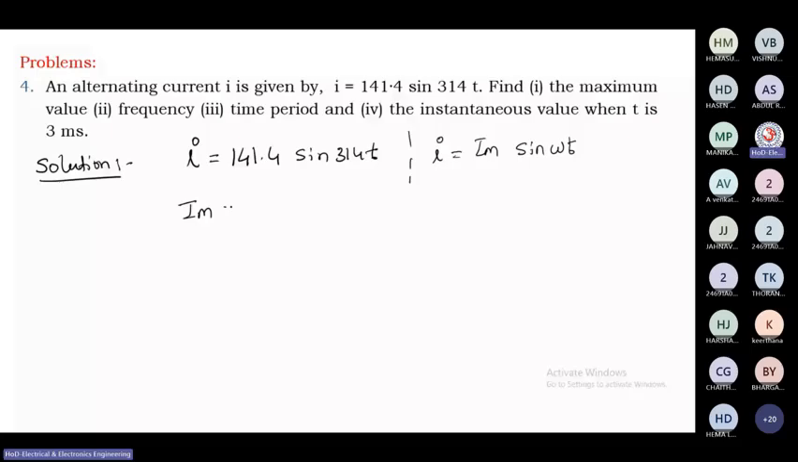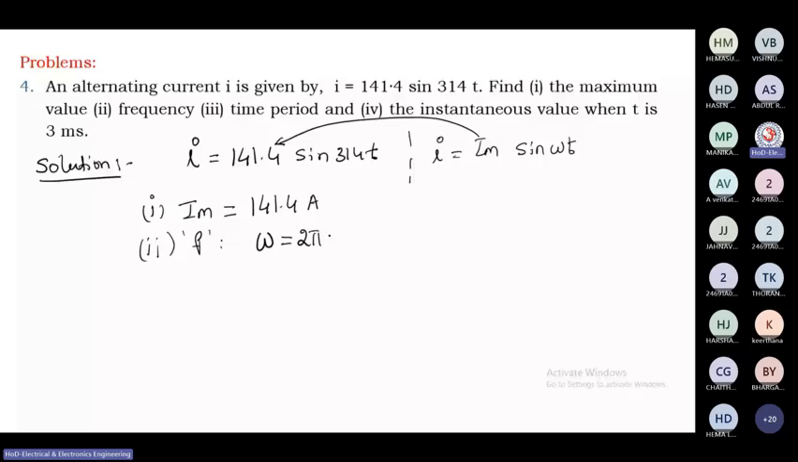That is the first one. So when you compare these two, what is the maximum value of current? Anyone? Because when you are comparing with this, this becomes the Im. Im is nothing but the maximum value. Okay. Second one, we need to find the frequency. So what is the formula to find the frequency in equation of sine wave, which is omega. Omega is nothing but 2 pi f. So from here you can find the frequency.